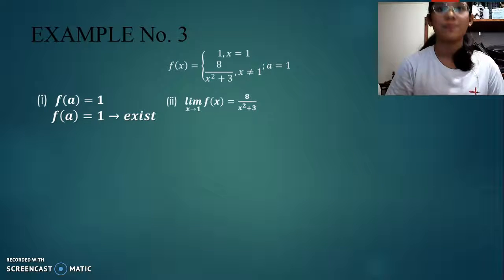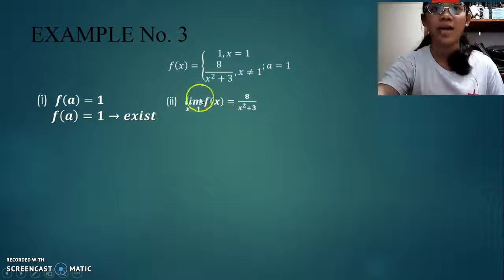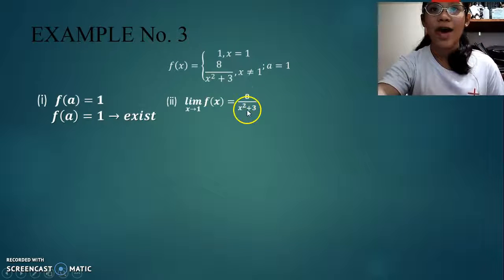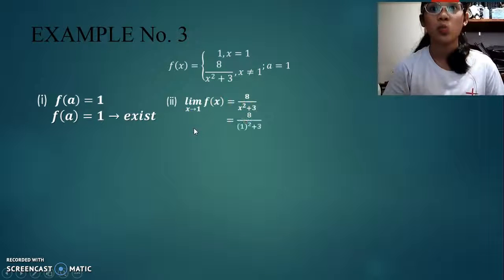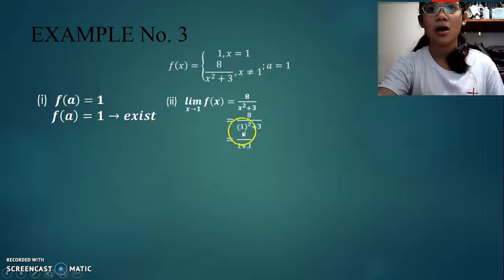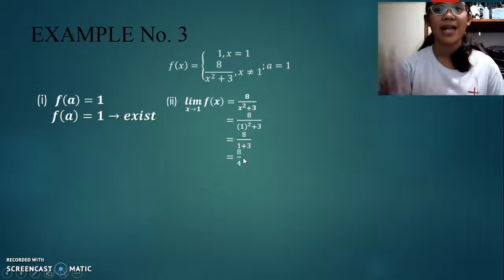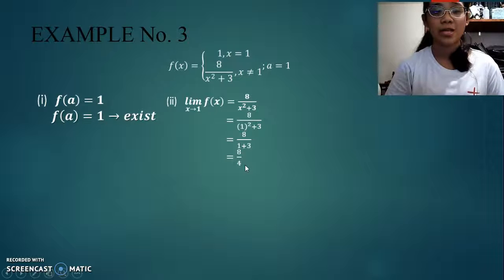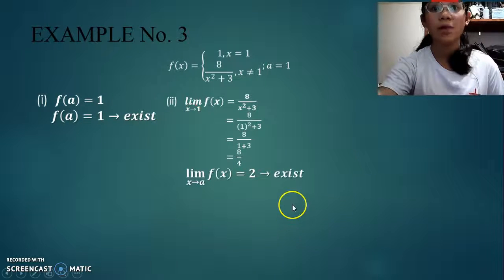Now, condition number 2. The limit of the function of x, where x is approaching 1, we're going to use this equation since, as I said earlier, it is approaching, not really equal to 1, and the condition of this equation is x not equal to 1, so we will use this one. So, 8 over x squared plus 3. Since x is approaching 1, we will substitute 1. We would have 8 over 1 squared plus 3. Solving for the exponent first, 1 to the power of 2, we have 1. And then adding before dividing, 1 plus 3, we have 4. And then let us now divide. 8 divided by 4, we have 2.